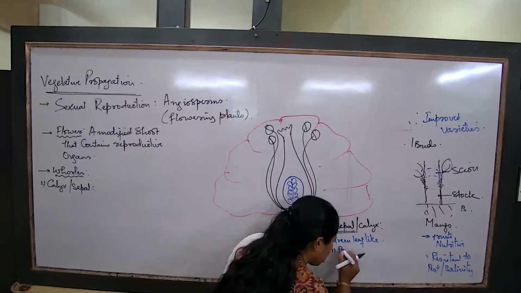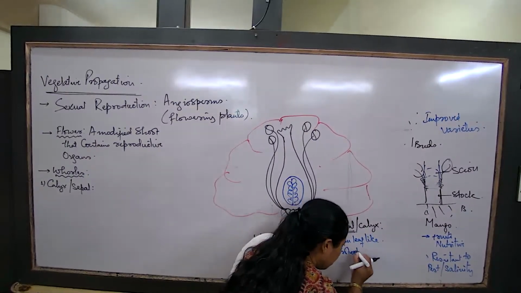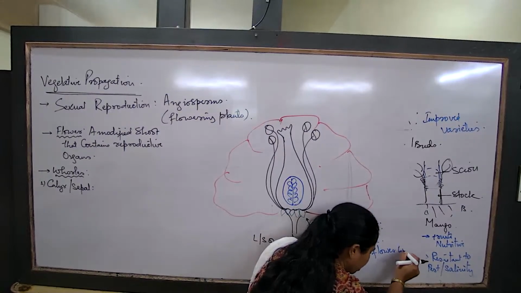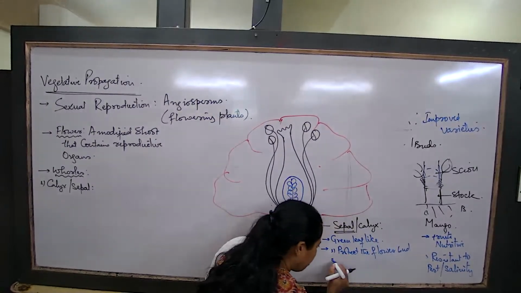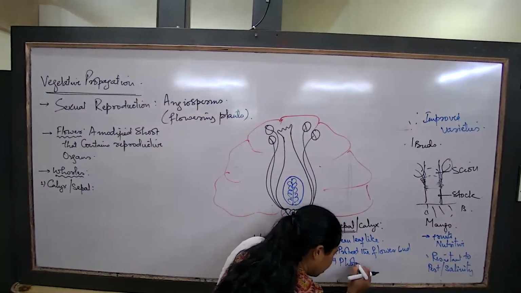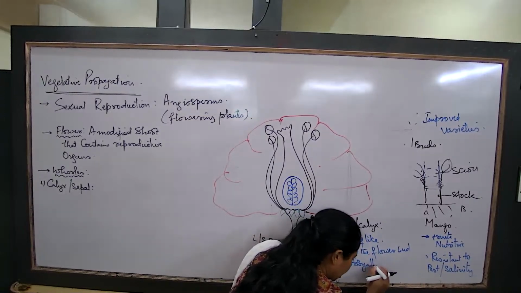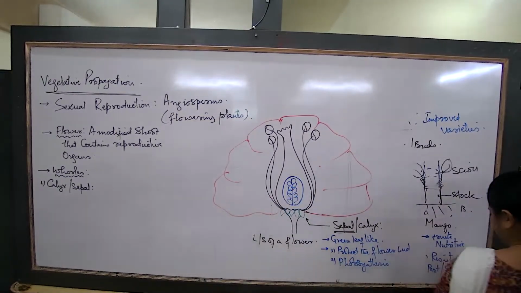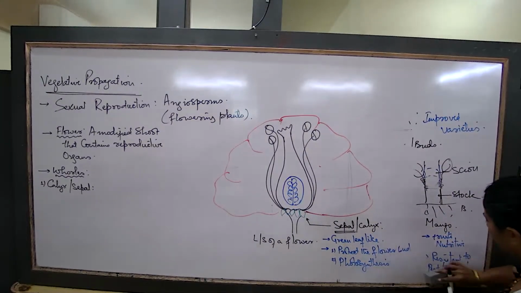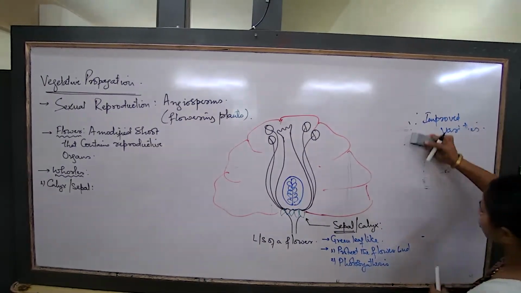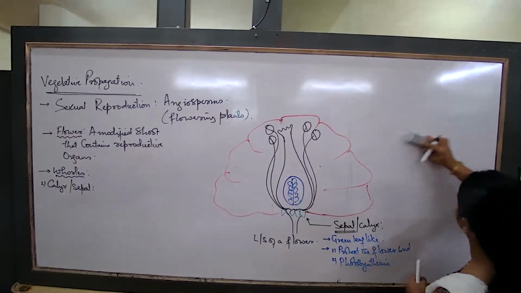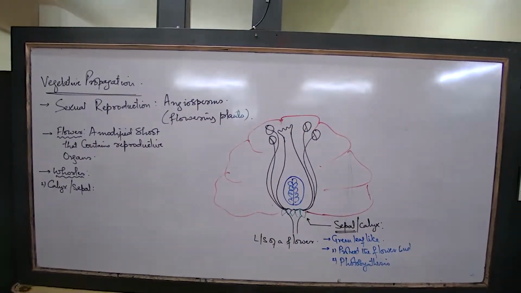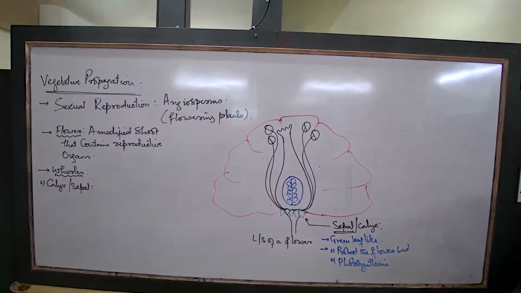Number one, they protect the flower bud. Protection is one major function for them. Next, since they are green in color, they also undergo the process of photosynthesis. These are the two functions of the calyx or sepal. Always mention that they carry out the process of photosynthesis.